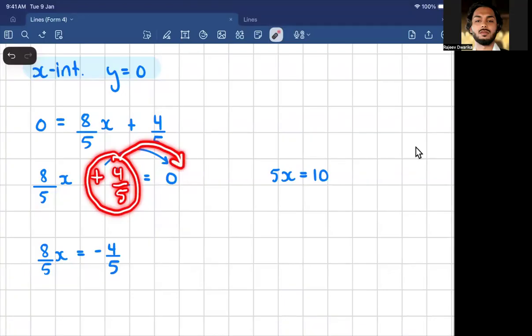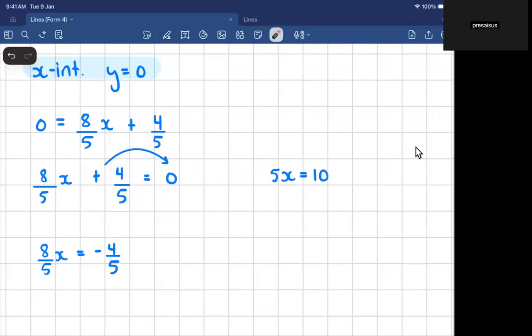So if I move across positive 4 over 5, what's that going to turn to? It will switch to a negative 4 over 5. I might have switched the 8 over 5x to a negative also. But why? I want to understand why. I don't know why, but I think it's because we switch the positive 4 over 5 to negative, so I would have done the same thing to 8 over 5, because I get so confused sometimes by it.